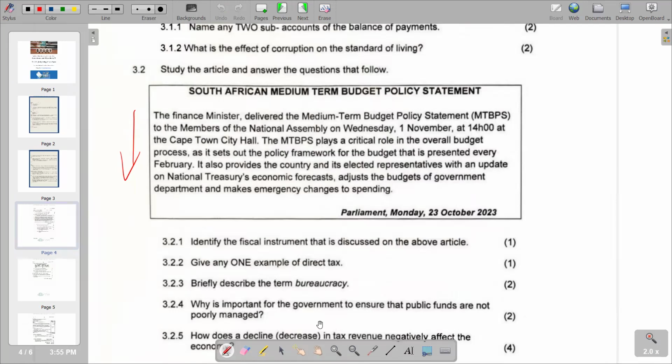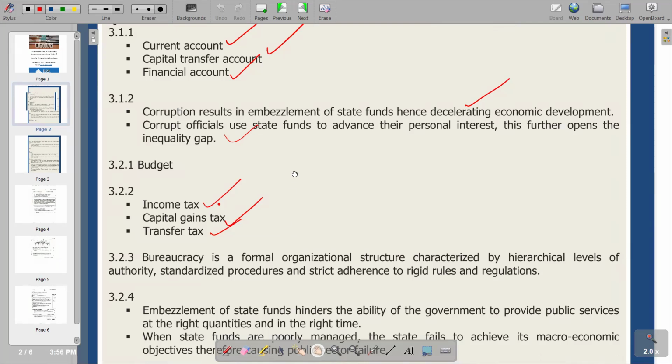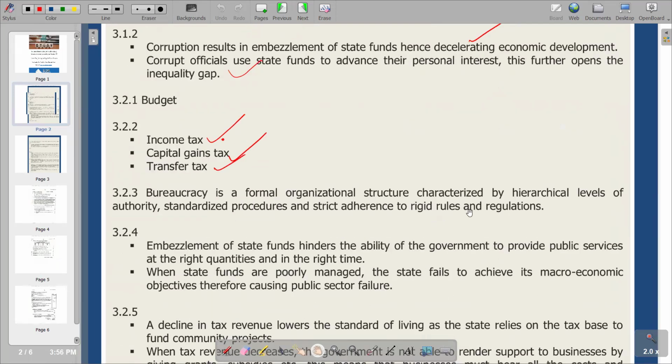Moving on to the next part of our question, it says, briefly describe the term bureaucracy. Bureaucracy refers to a complex organization. Wherever there's bureaucracy, it describes a complex organization that has multi-layered systems and processes. It consists of rigid processes within that organization. The description reads, bureaucracy is a formal organizational structure characterized by hierarchical levels of authority, standardized procedures, and strict adherence to rigid rules and regulations.